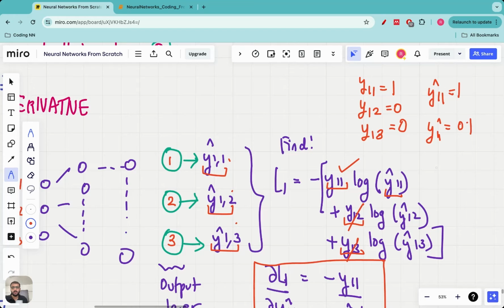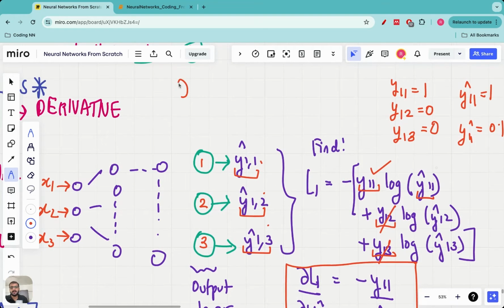Now, what we need to do is that if you want to find the partial derivative of L1, which is this loss over here, with respect to, let's say, this weight in the first layer, W11, we will do back propagation right from here to the first weight, right?